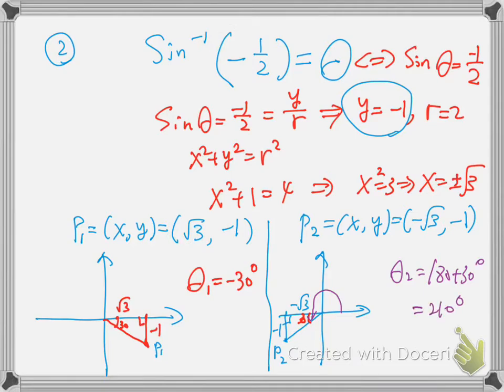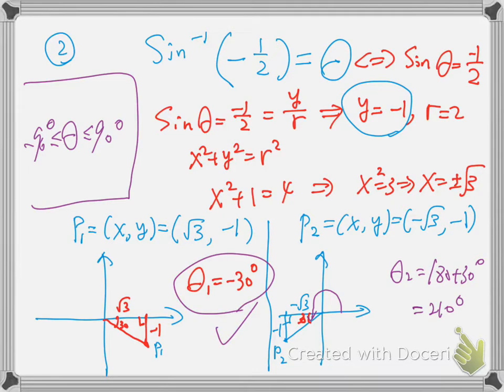Again, there is a domain of the inverse functions. For sine it is negative 90 to positive 90. So what's our solution? Theta 1, not theta 2. So this is the right answer, and we drop theta 2, because an inverse function has to be one to one, only one solution.